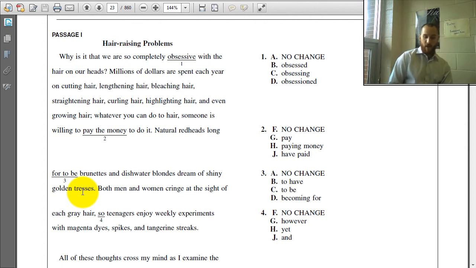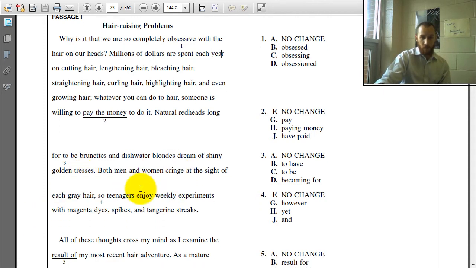Answer choice C is grammatically correct and makes sense. Answer choices A and B indicate that natural redheads actually want to possess brunettes, which does not make sense and is actually kind of a little bit creepy. Answer choice D does not make sense and is not correct for standard written English.